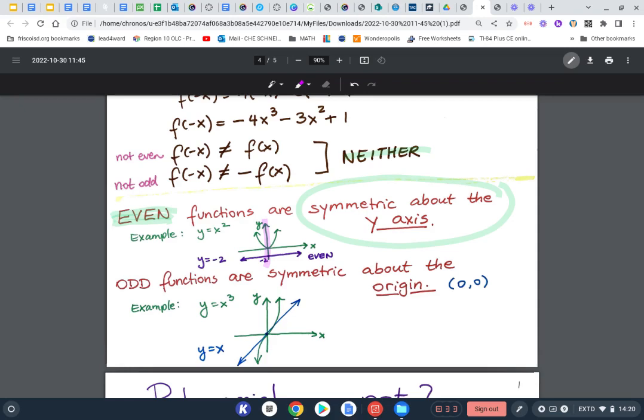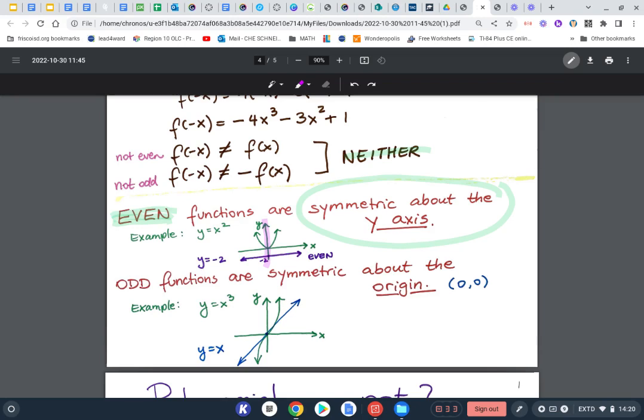Now, how is it true for horizontal lines? Check it out. y equals -2. Okay, so what's going on there? Fold the line across the y-axis and it still will coincide and be on top of itself. So therefore, yes, you have those even functions.